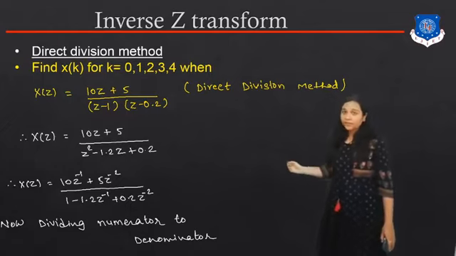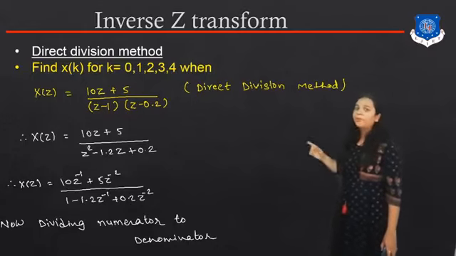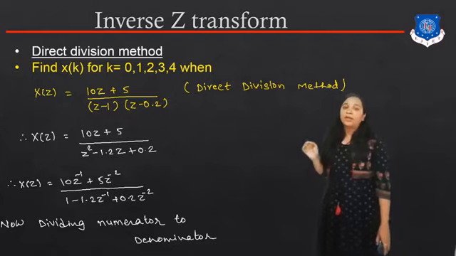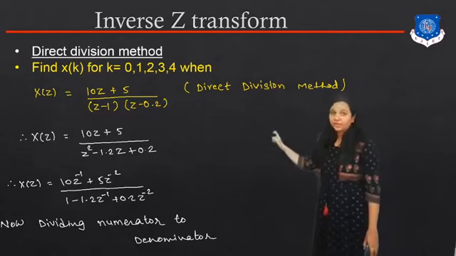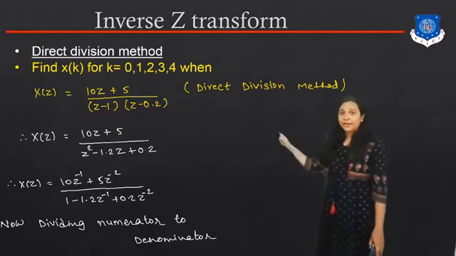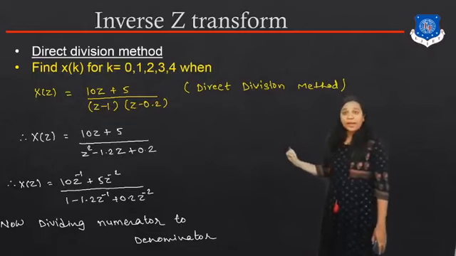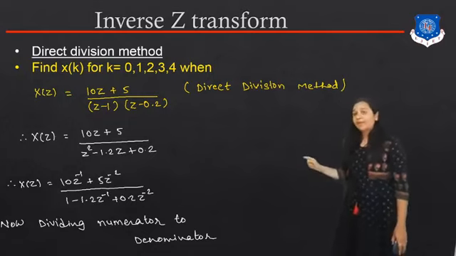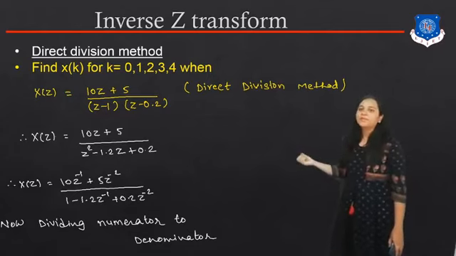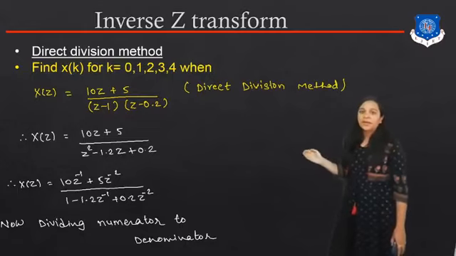Now how can we write this equation? In the denominator the maximum power of z is 2, so we multiply the equation by z raised to minus 2. The numerator becomes 10 z to the minus 1 plus 5 z to the minus 2, and the denominator becomes 1 minus 1.2 z to the minus 1 plus 0.2 z to the minus 2.